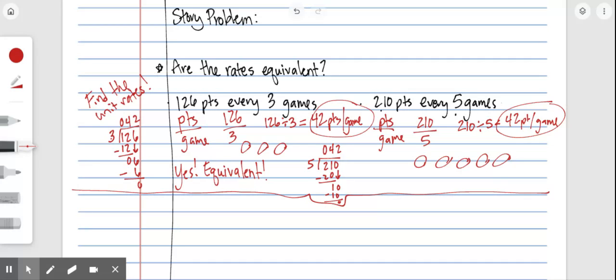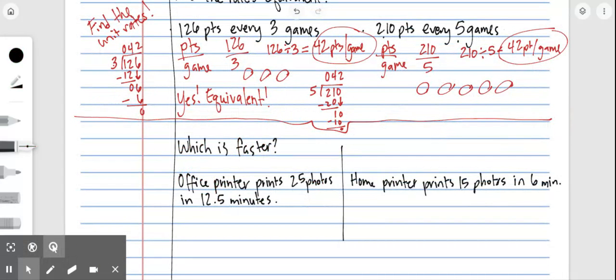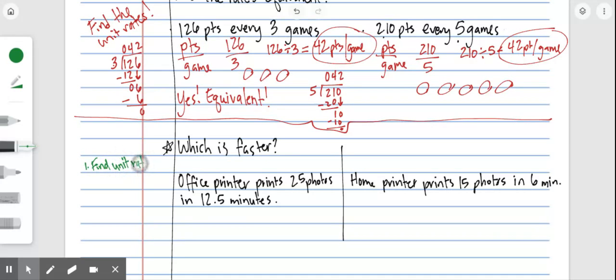Let's try another type of story problem. All right, so this one is a comparison. The last one was, are they equivalent? This one says, which one is faster? So not only are we going to find the unit rates here, but then we're going to decide which one's bigger, which will be easy for us to do because they both are out of 1.